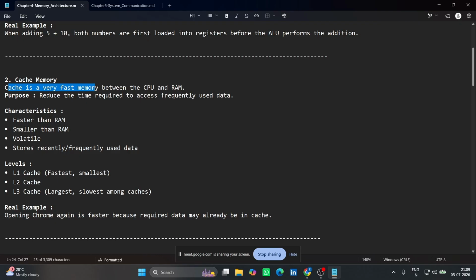Now we are moving to the next memory, which is cache memory, right? Cache is a very fast memory between the CPU and RAM. You might have heard about cache, right? What is the purpose of cache? Its purpose is to reduce the time required to access frequently used data.